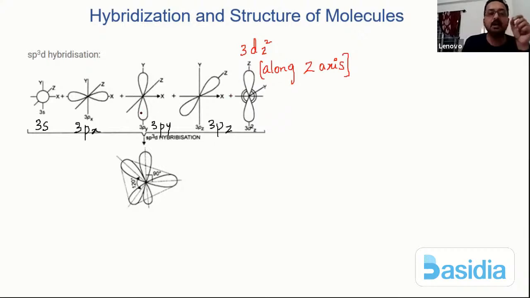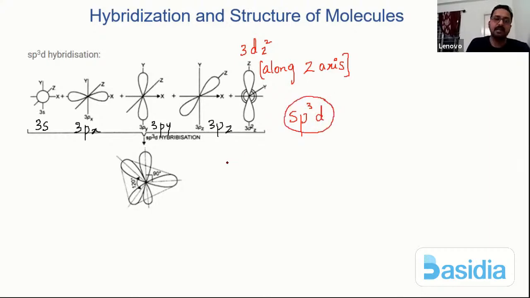So what exactly is happening now? One 3s orbital, three 3p orbitals, and one 3d orbital. You also have to understand that they all belong to a principal shell of n equal to 3, correct? So there is not a huge difference in their energy levels, only a slight difference. That was the basic condition. They will combine and form hybrid orbitals, and all these orbitals combine to produce sp3d hybridization.